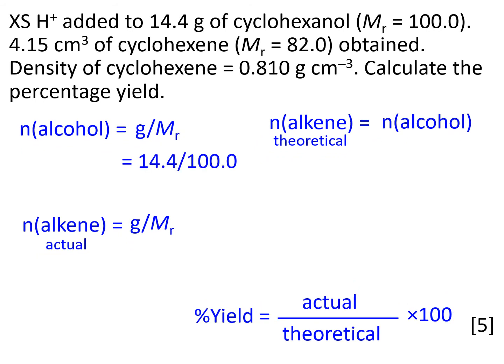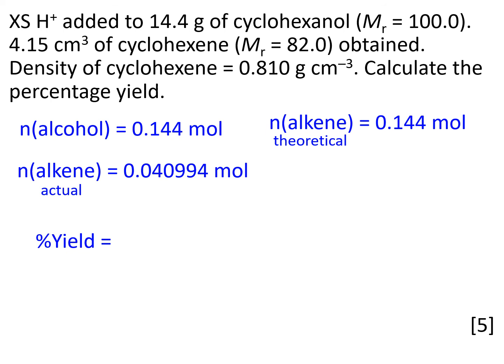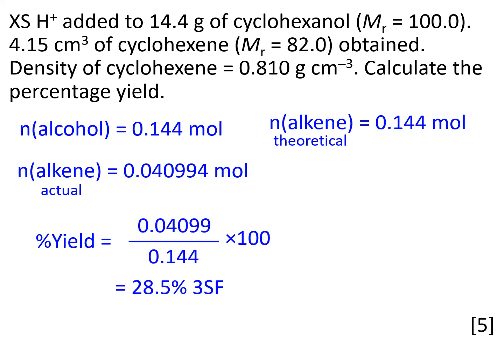So let's take a little look at the numbers. The 14.4 over 100 is from the question for the amount of alcohol, and that works out at 0.144 moles. And that's the same amount of the alkene that you would expect to get from a 100% yield. We need to use the density and the volume of the cyclohexene to work out the mass, so that's where the 4.15 times the 0.810 comes from, and that gives us the amount of the alkene that we actually obtained. Now we put those numbers for actual and theoretical into the yield calculation, and we can work out that it's 28.5%.